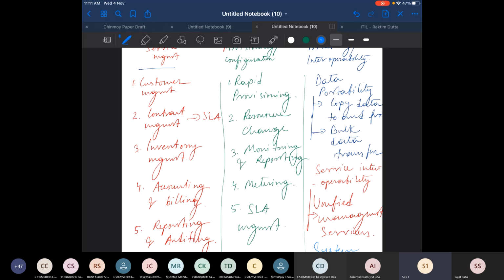At the same time, the service provider can also penalize the customer, saying I have given all the services as per the SLA, but you are not paying me as per the scheduled time. The payment date was fixed and you are not paying on that date, so you can also be fined. All those things will be checked during the SLA management.